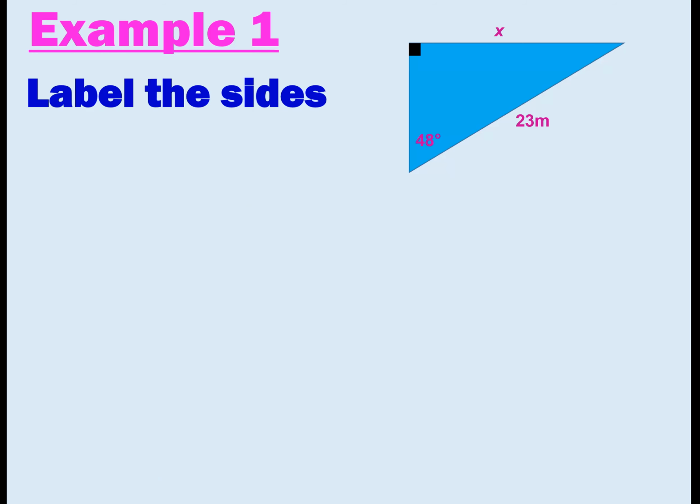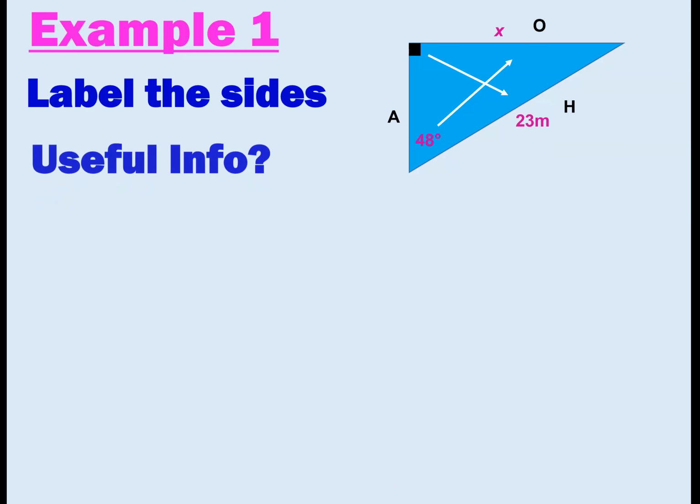So first thing we do is we're going to label the sides. So we just did that before. Here's our right angle, that's our hypotenuse. There's our angle in question, so there's the opposite, and the leftover side is the adjacent. Now we have to say, what is the useful information? The adjacent side has no information on it, so no measurement, and we don't want to know what it is, so I'm going to get rid of it. Goodbye.